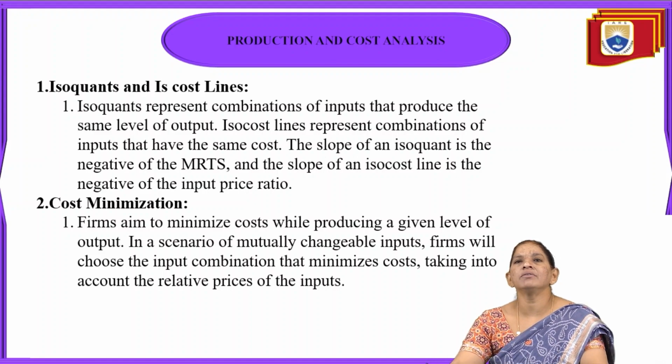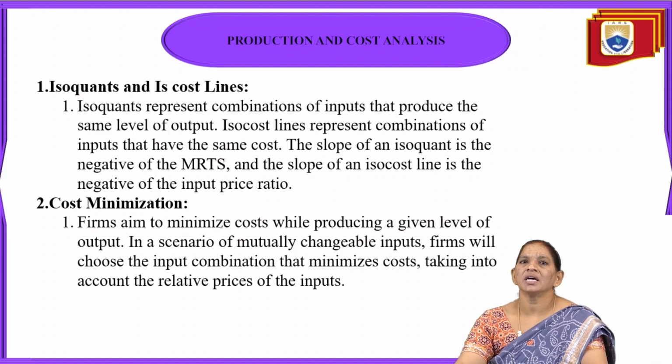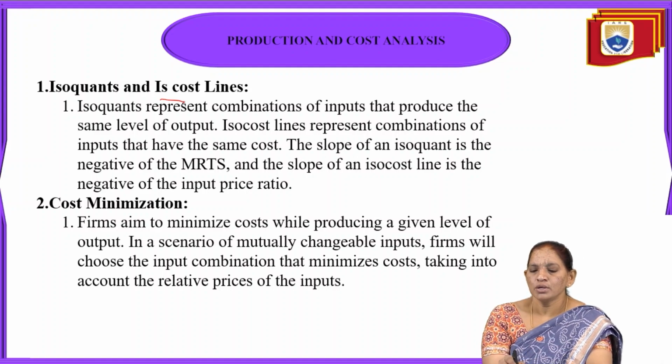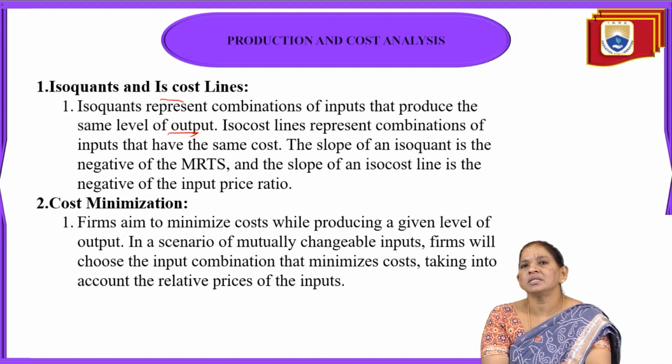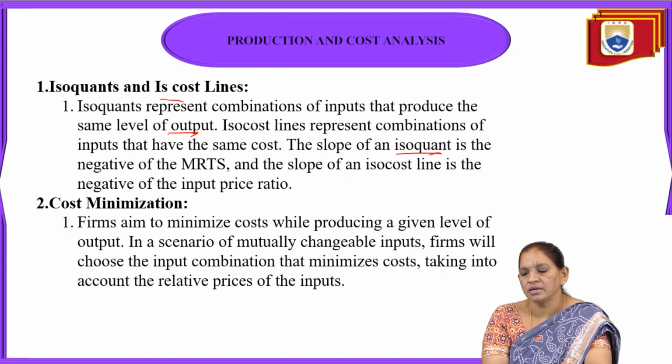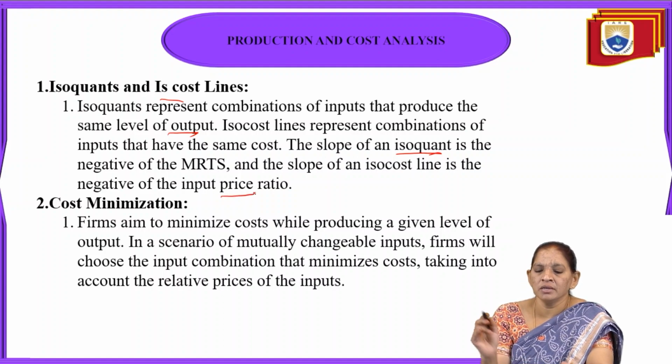The next factor which influences the interchangeability of the two factors is isoquant, which represents the combination of inputs that produces the same level of output. As we know, isoquant means equal quantity and isocost means equal cost. So isocost represents the combination of inputs at the same cost, meaning at the same cost we can combine different types of inputs. The slope of the isocost is the negative of the input price ratio, and the slope of the isoquant is the negative of the MRTS.